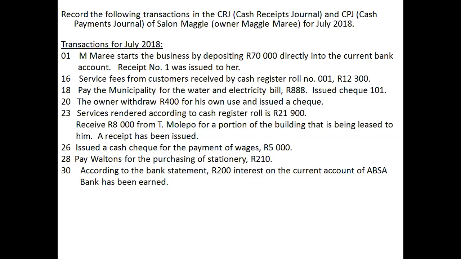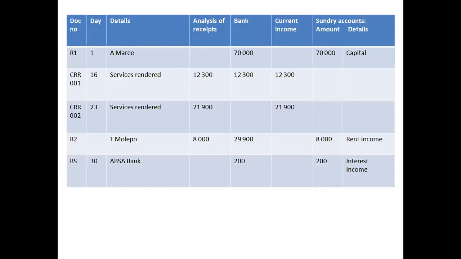Still on the 23rd, the next transaction, received 8,000 Rand from T. Molepu for a portion of the building that is being leased to him. A receipt has been issued. So this is about a rent transaction that you're going to receive 8,000 Rand. So it's a rent income, a receipt, you receive the money, so it must go to the CRJ. So CRJ on the 23rd, 8,000 Rand, you've got the name T. Molepu, and it's going to be a receipt.